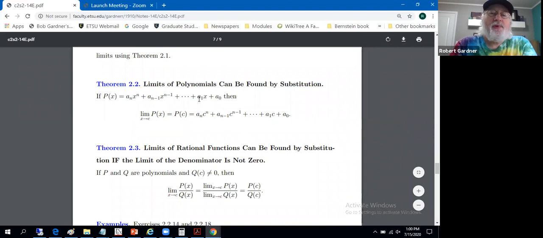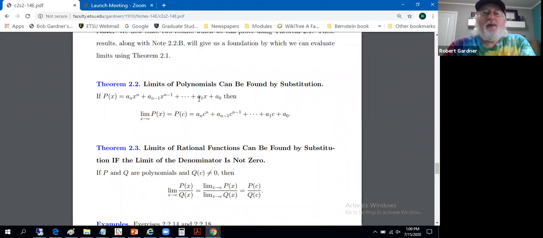So those rules are used in establishing the following. Theorem 2.2, we'll use this a fair amount, says limits of polynomials can be found by substitution. So if we have p of x equals a polynomial, a sub n x to the n plus a sub n minus 1 x to the n minus 1, down to a multiple of x plus a constant term, then the limit as x approaches c of p of x is p of c. All you have to do to evaluate a limit for a polynomial, the claim is, is substitute in for x the value c. Should make sense when you think about x being close to c. We should get function values that are close to p of c. Nothing goes wrong in terms of substituting in.